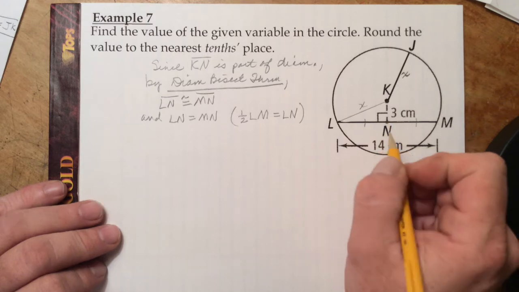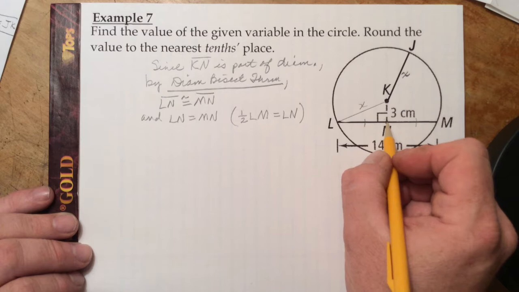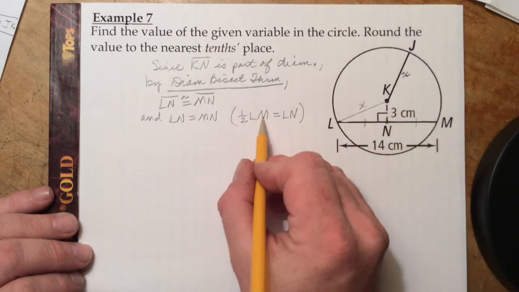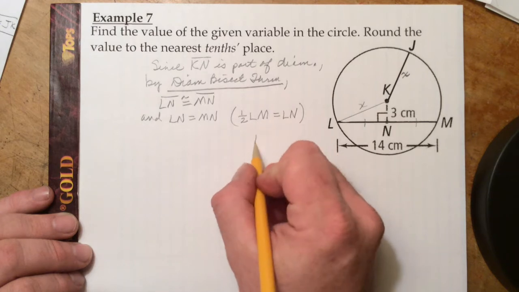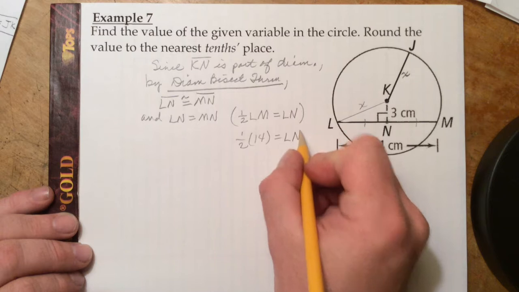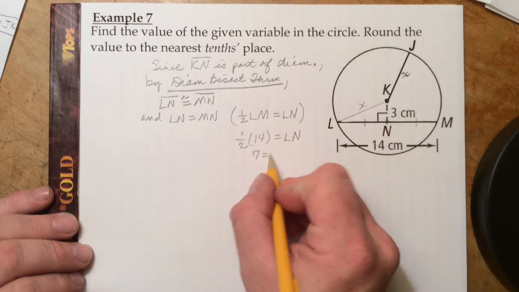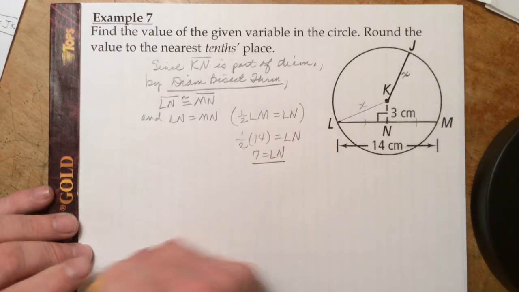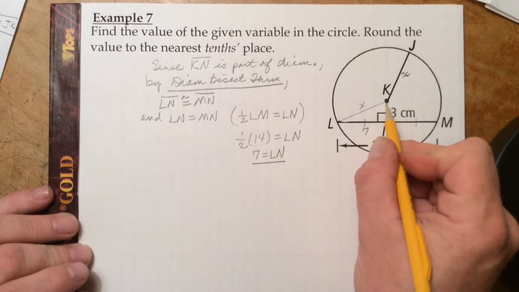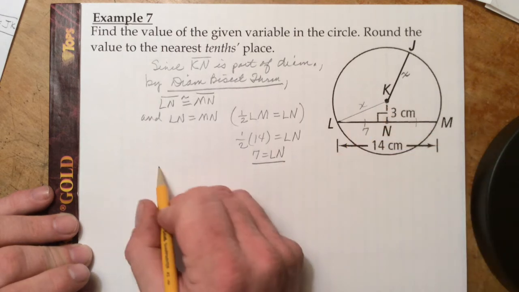Well, now that we know this is a right triangle, maybe we can use the Pythagorean Theorem or something that we've learned before about right triangles. So anyway, the whole thing is 14. If I put in the 14 and take half of it, I get LN right here. So half of 14 is 7. Now that we know this is 7 and we know that this is 3, these are legs of a right triangle, so we can use the Pythagorean Theorem.